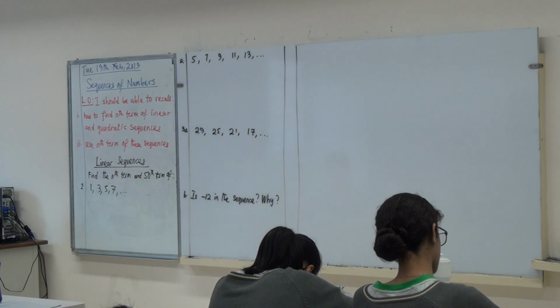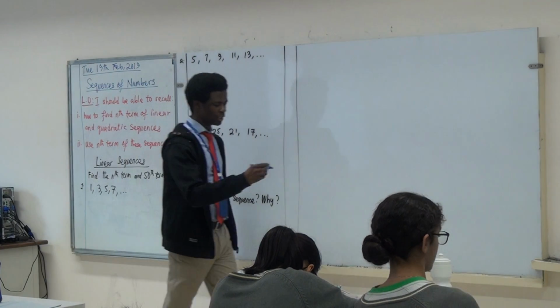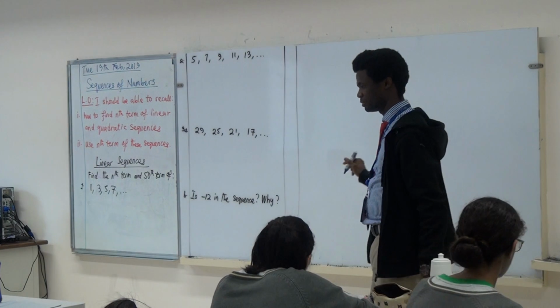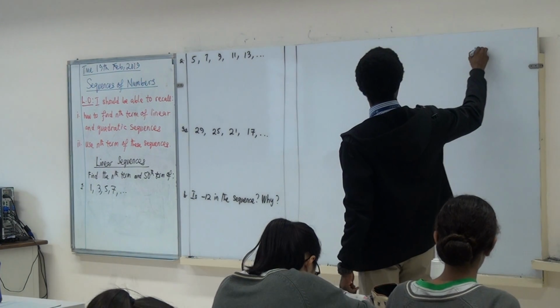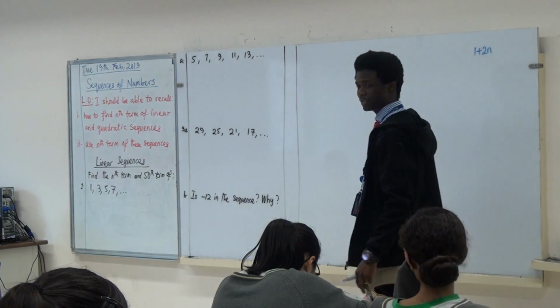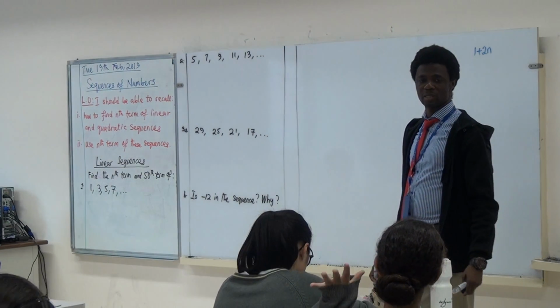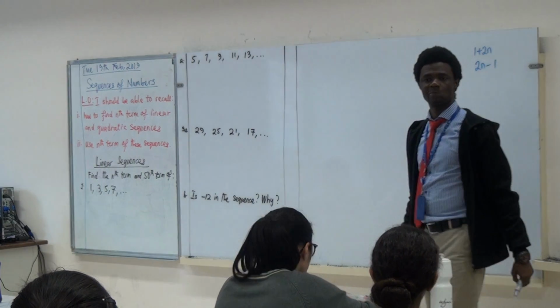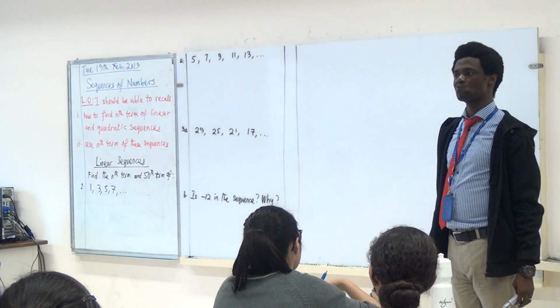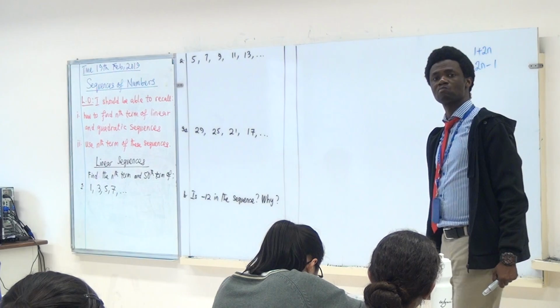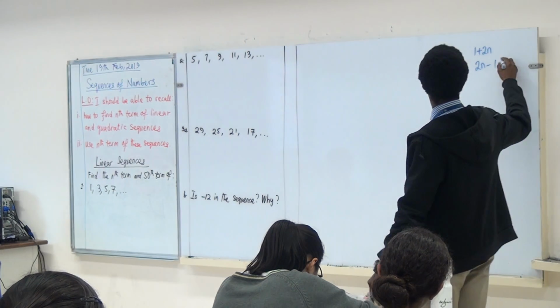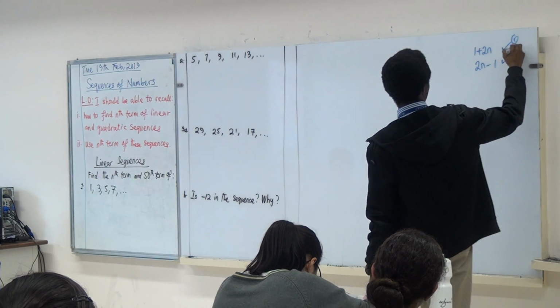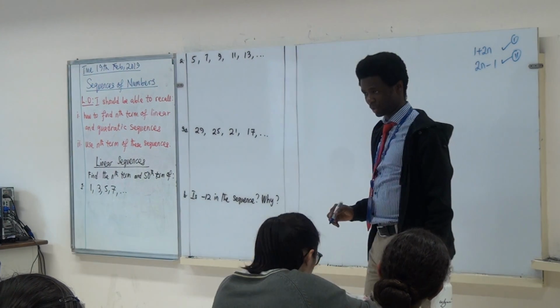Yeah, what do you have? Is it... No, not "is it." Take what you have. 1 plus 2n. Okay, another one? 2n minus 1. Another one? 2n minus 1. So 2 people got this, 1 person got that. So maybe we say the highest vote is correct.